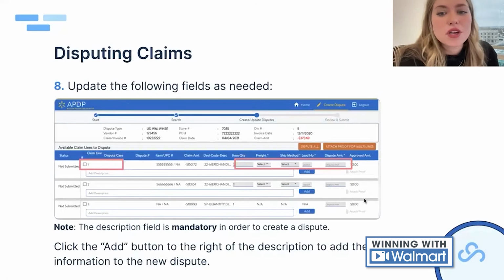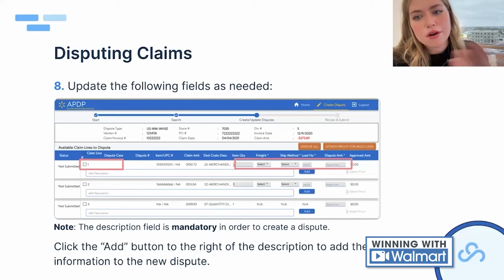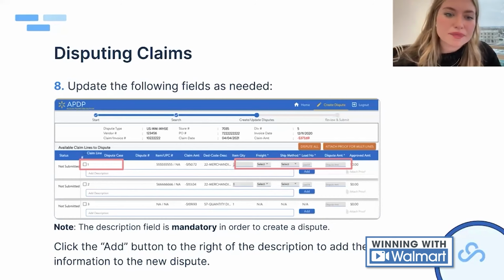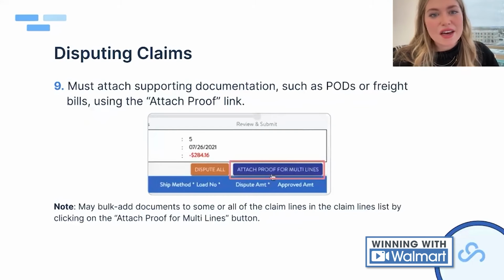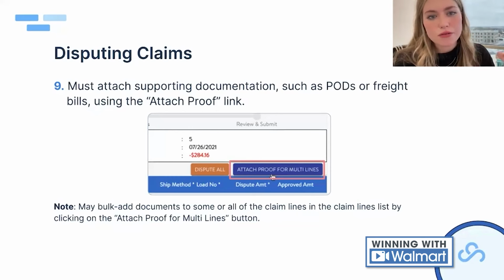And then you're going to want to update, like what we talked about, all of that information previously of what you need. You're going to want to update that here in this system based off of information that you have. And then click the Add button to the right of the description to add the information to the dispute. Make sure you click that. And then you must attach the supporting documentation, such as proofs of delivery, freight bills, using the attached proof link.